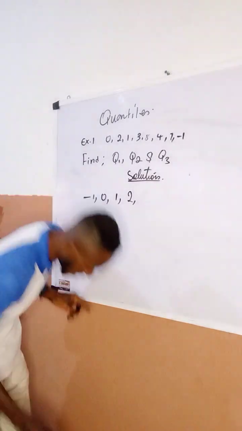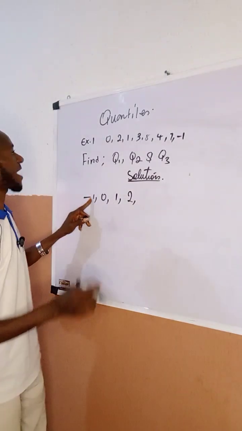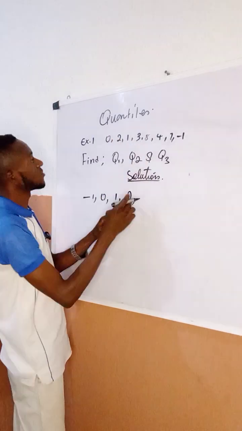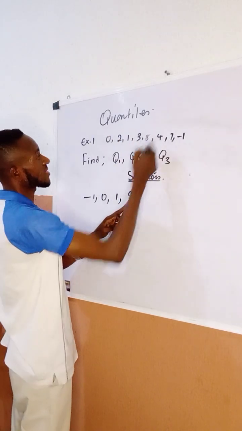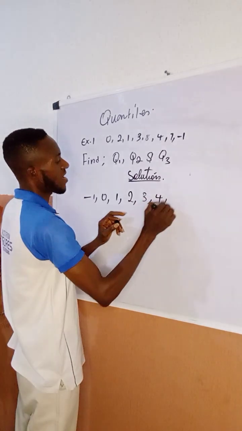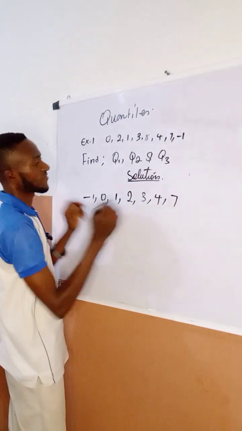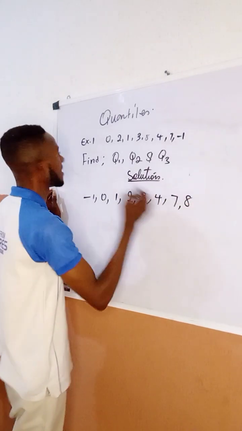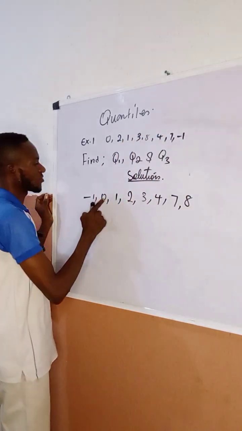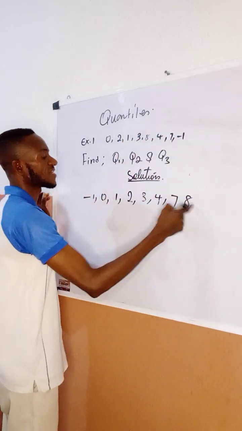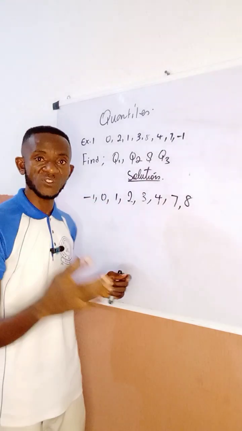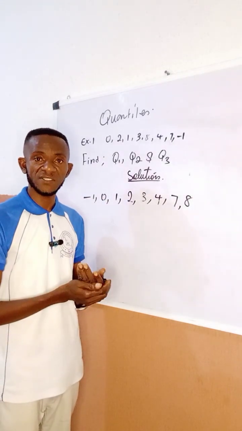So what I have is -1 for this, -1, 0 here, 1 here, 2 for here. The next becomes 3, the next becomes 4, and the next becomes 7, while the next becomes 8. 1, 2, 3, 4, 5, 6, 7, 8. So let us first of all use the first approach by manually doing this.